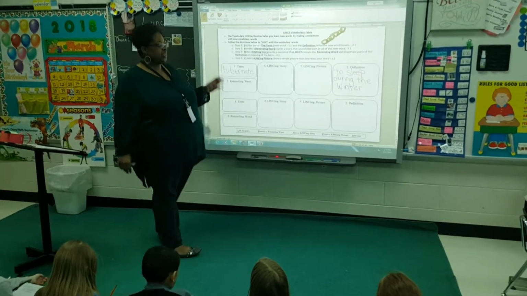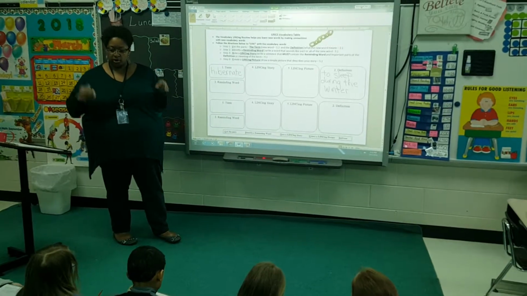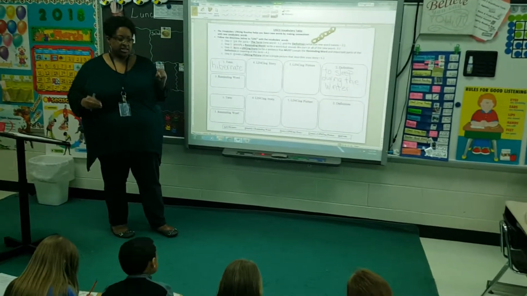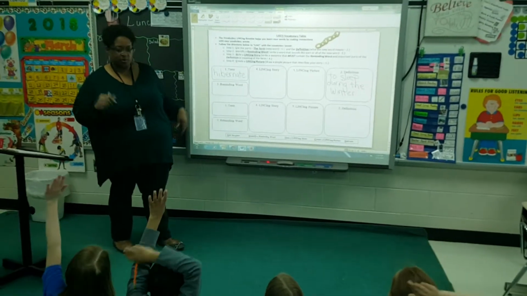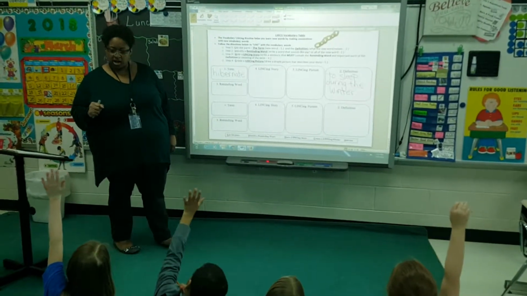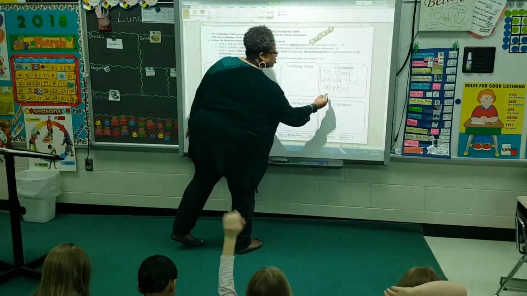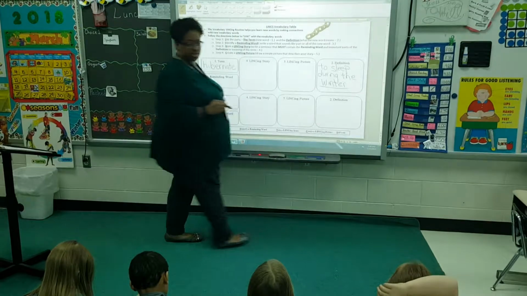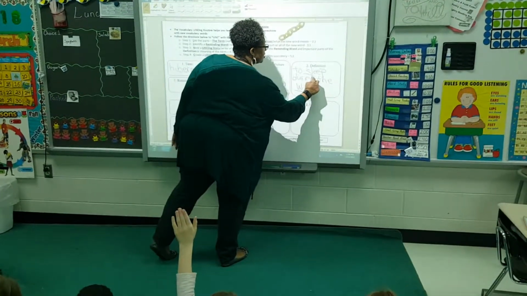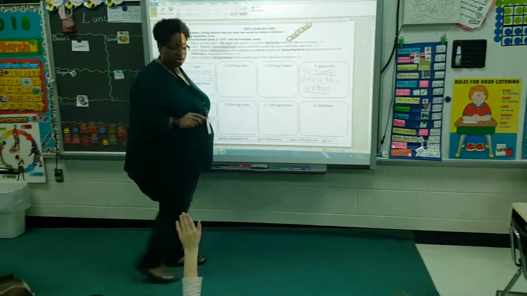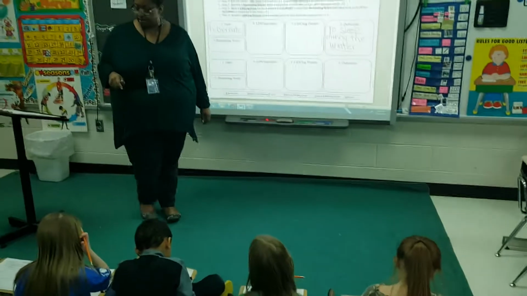Now, in the definition, I need to pull out some important words or key parts of that definition. Does anybody see any words that are very important to the word hibernate that we probably should underline? Marvell, what do you think we need to underline? Winter. Winter is important, but is there also a word before winter? What are you doing during winter? Sleep. So let's underline, nice and neat, sleep and winter. Do you have it underlined? Yes. Sleep and winter. Very good.